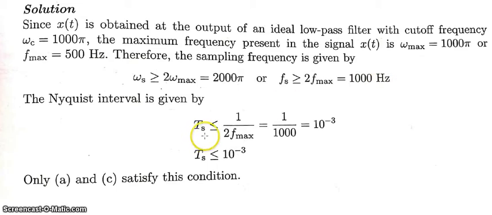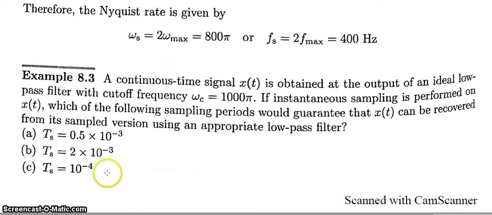Therefore, Nyquist interval Ts is less than or equal to 1 by 2 f max, which is equal to 1 by 1000, that is 10 raised to minus 3. So the condition is the sampling period Ts must be less than or equal to 10 raised to minus 3. So when we consider the given question, options A and C satisfy the condition.